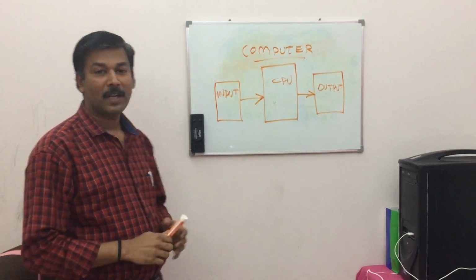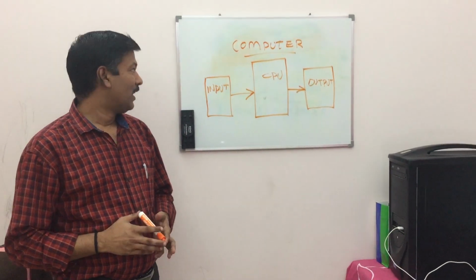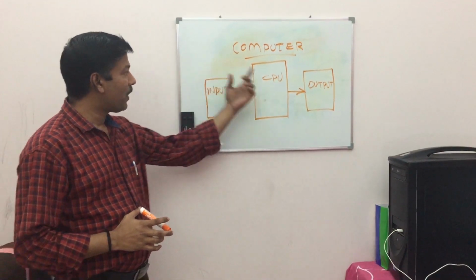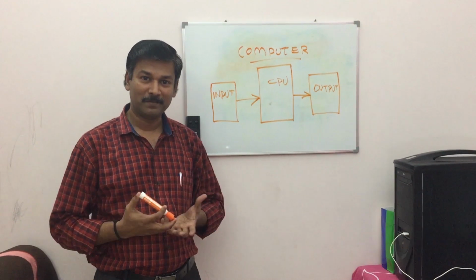So today we are starting the basic parts of a computer. Okay. So these are the basic parts of a computer. Before that, what is a computer? A computer is an electronic machine which receives data as input, processes it, and gives the result as output.